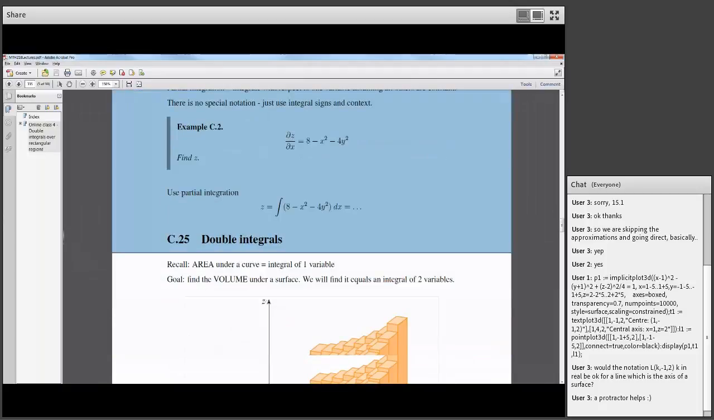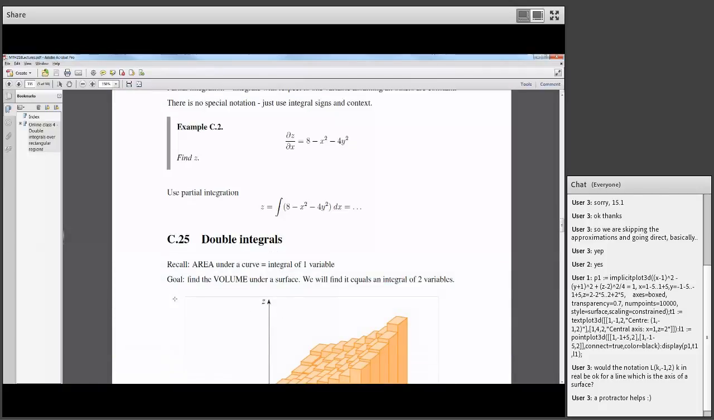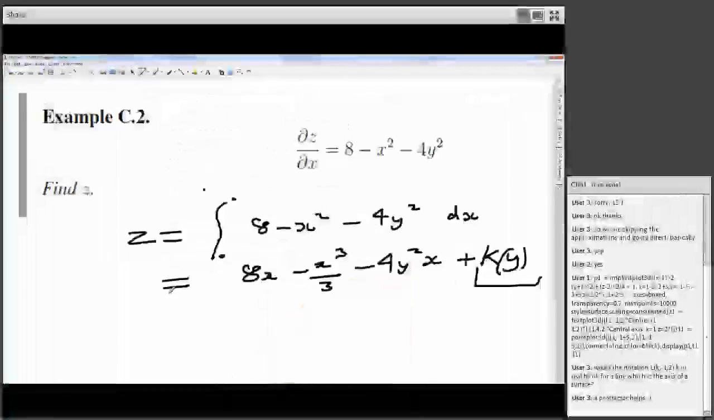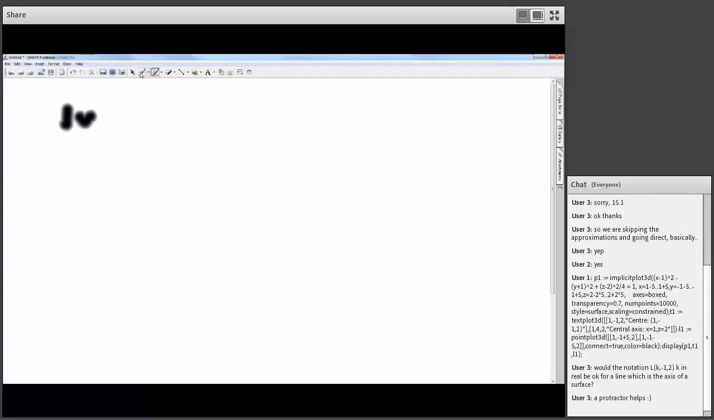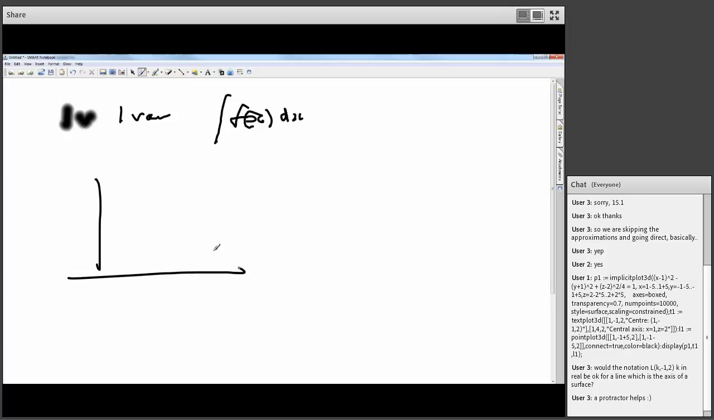Okay. So what we're focused on is the idea of double integrals. Let's just scribble around a bit. A one variable integral is really the integral of f(x) dx. What that corresponds to is you've got some sort of curve out there, y equals f(x).